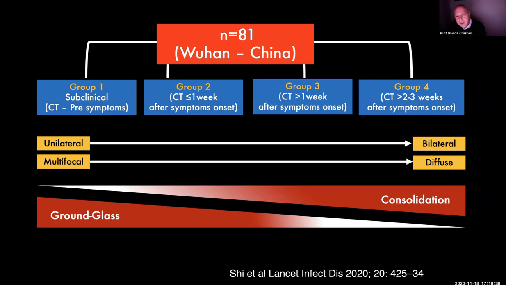But then over time, the ground glass is reduced and in its place is consolidation, where it becomes bilateral and diffuse. So that's quite an important characteristic that goes back to what Professor Gattinoni was talking about earlier on, which is the timing of the disease, which is quite fundamental.